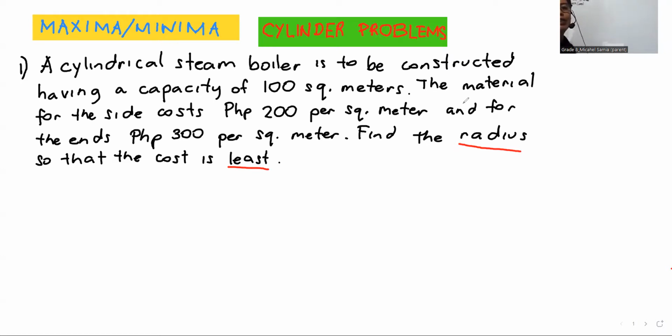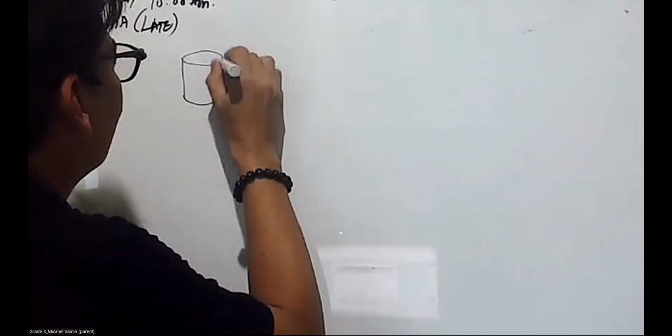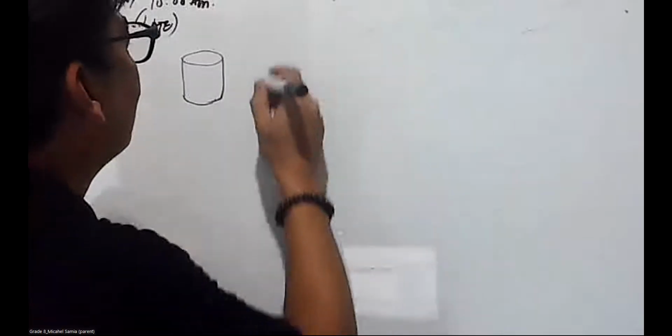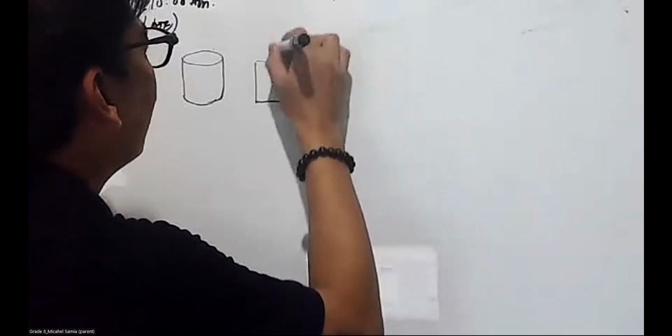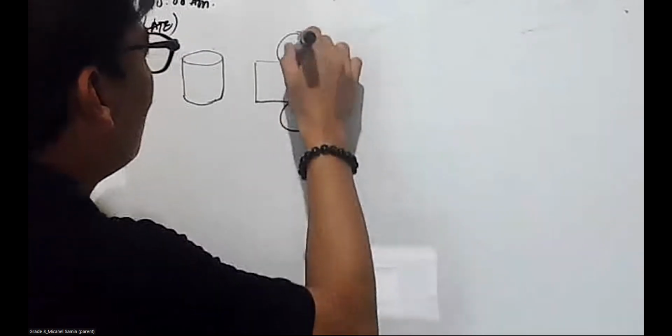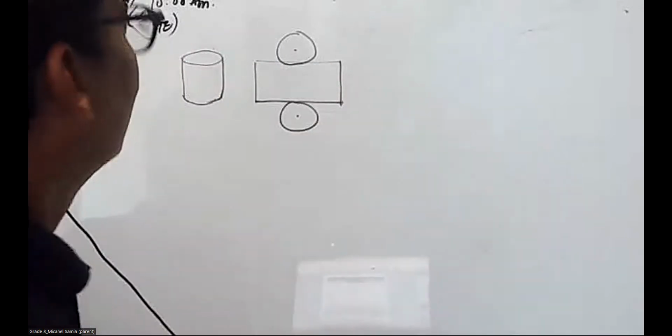Let's start first by illustrating the problem. I'll make it smaller. Breaking down this cylinder, we have a rectangle and 2 circles, the top and bottom, and then the body of the cylinder.